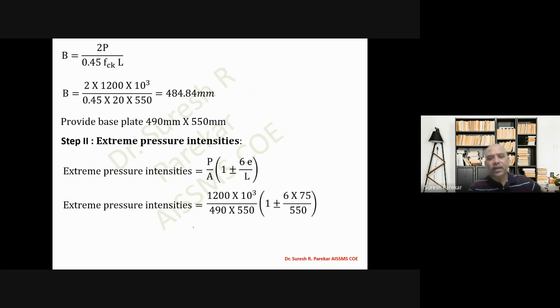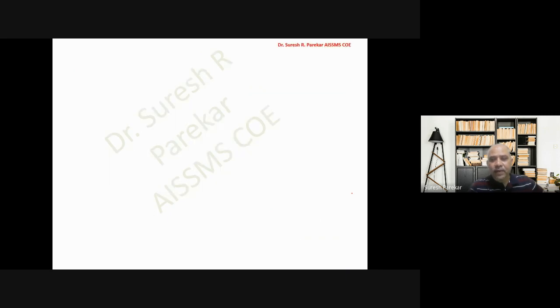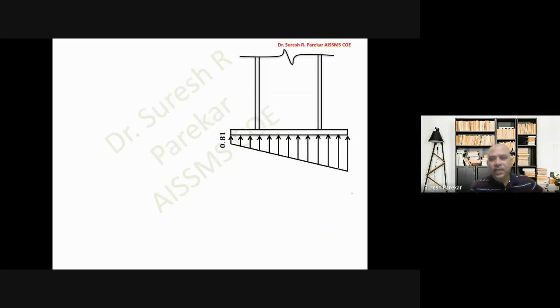P we have 1200 into 10 raised to 3. Dimensions 490 into 550. 1 plus minus 6, E is 75, L is 550. And from this we will get P max 8.1 Newton per mm square, P min 0.81 Newton per mm square. So this is our second step, where we are going to find out maximum and minimum pressure intensities. Then we have this, you can see 0.81 Newton per mm square, 8.1 Newton per mm square.